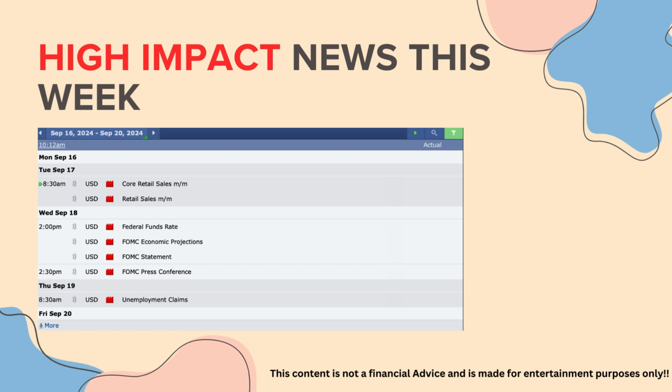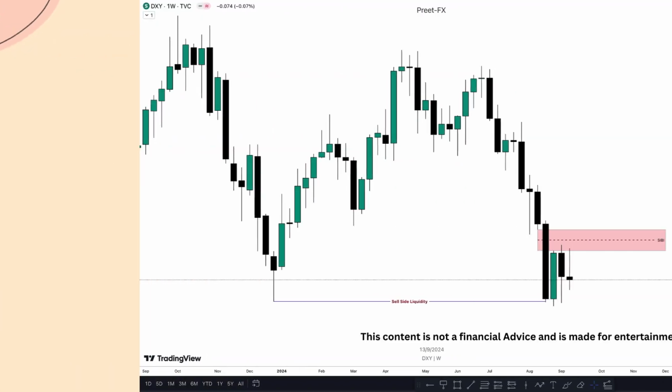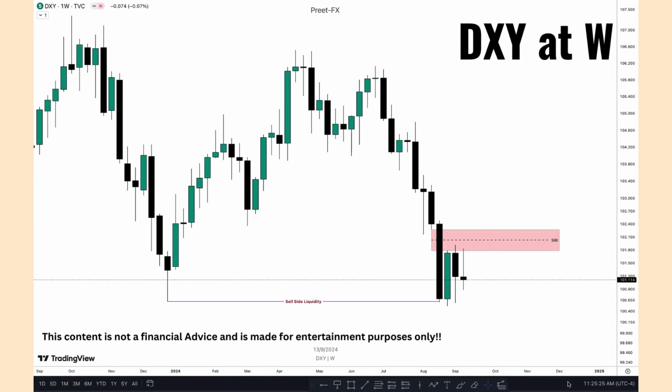Now keeping all this in mind, let's turn our attention to dollar index. Let's take a look at the weekly chart for dollar index. As we have observed, the price has taken the sell side liquidity and traded right into the SIBI this week. And by the end of the week, we saw a reaction to the downside.